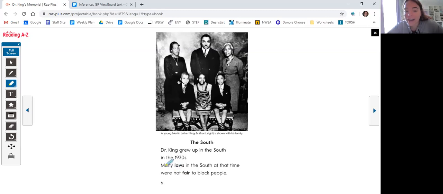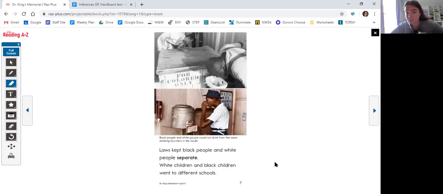In the story, I read that many laws in the South were not fair to Black people. So that makes me think that the laws were unfair and people didn't like them. I used my text evidence, friends, to read that the laws were unfair. And that makes me think when people are treated unfairly, they get upset or mad about it. That's exactly right. People were not happy that the laws were unfair to Black people and white people. Very nice job.